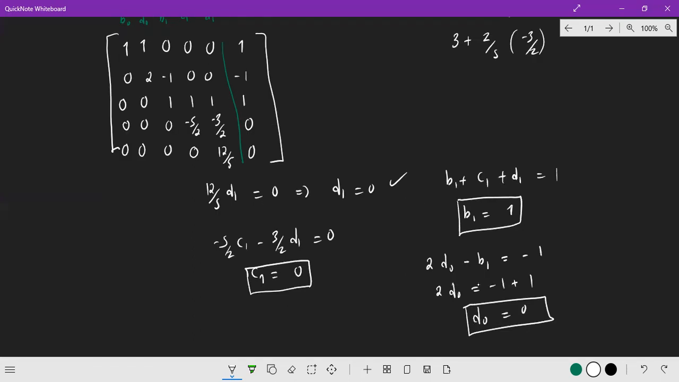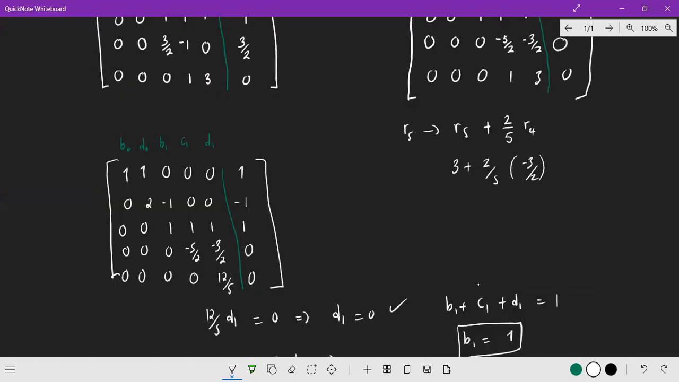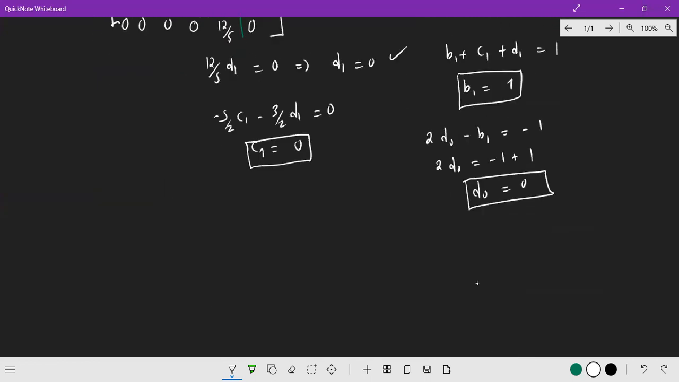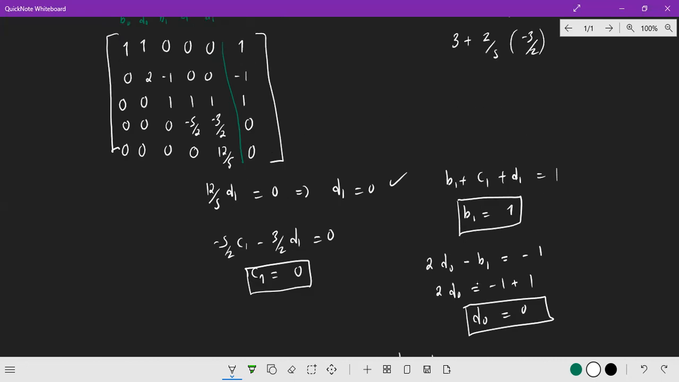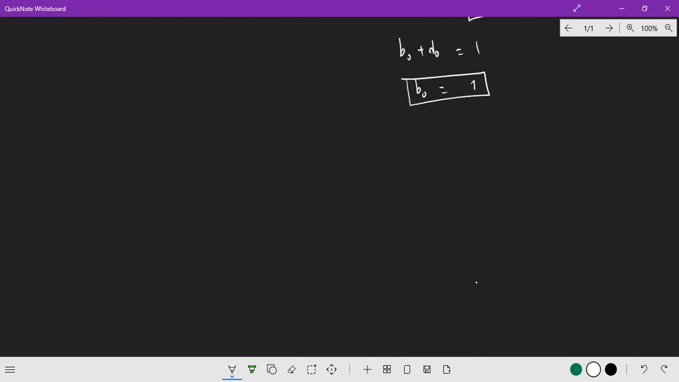All right. And then move to the last one. Last one contains B naught and D naught. So we have B naught plus D naught equal to positive 1. So D naught equal to 0, so B naught just equal to 1 as well. So we have this. So now we can write our spline.